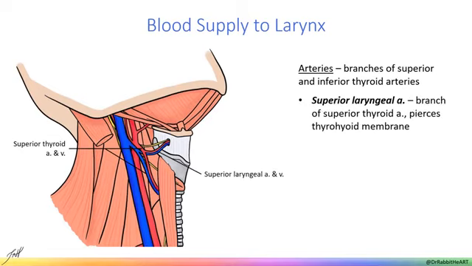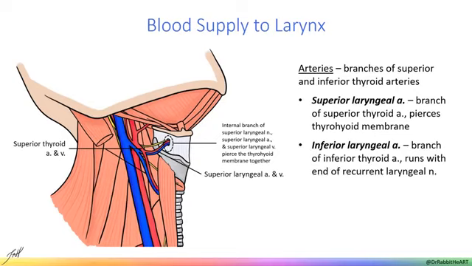The superior laryngeal artery is a branch of the superior thyroid artery, which travels through the thyrohyoid membrane with the internal branch of the superior laryngeal nerve, while the inferior laryngeal artery is a branch of the inferior thyroid artery. Blood is then drained from the larynx by companion veins, the superior and inferior laryngeal veins.